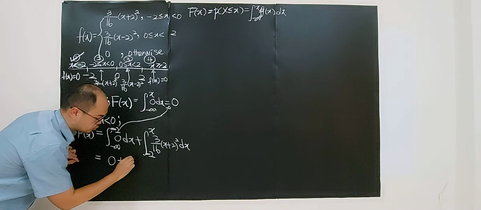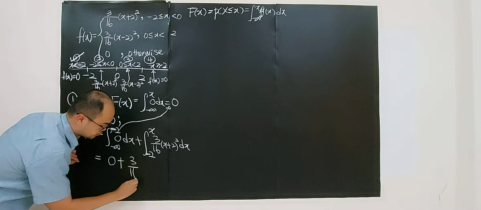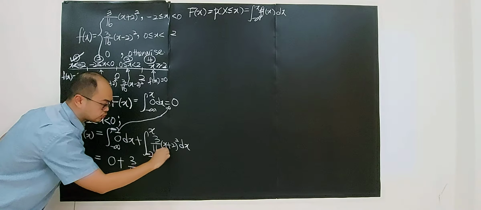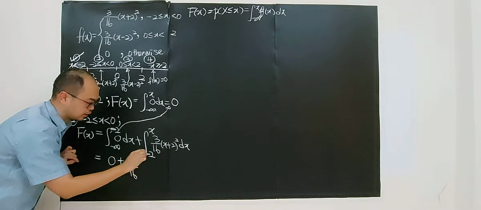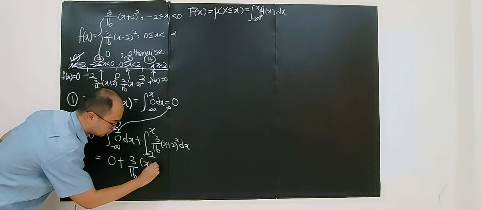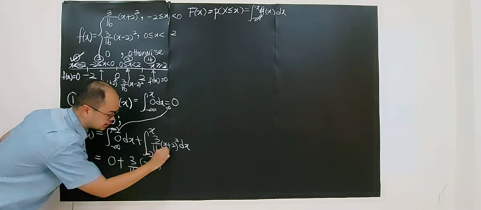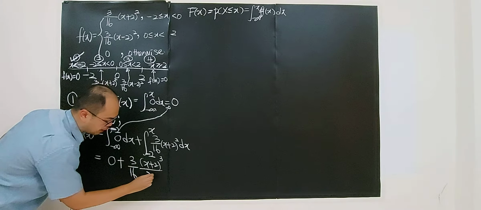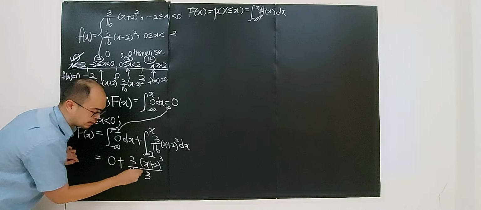So you have 3 over 16, integrate (x plus 2) squared. Basic integration formula: you get (x plus 2) to the power of 3. This is linear, so you have to divide by 3 and multiply by 1, because in front of x is 1.